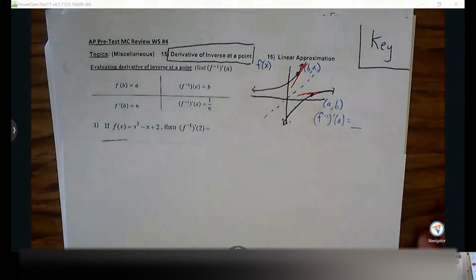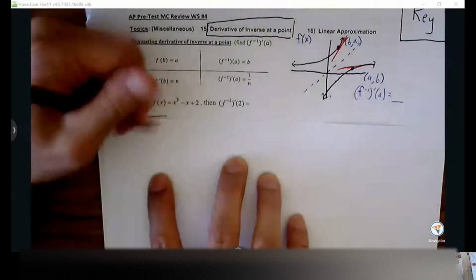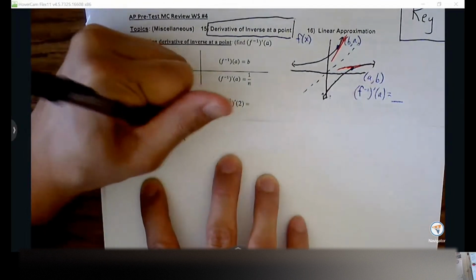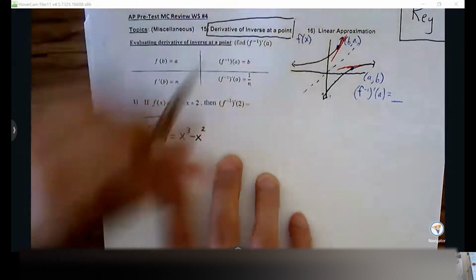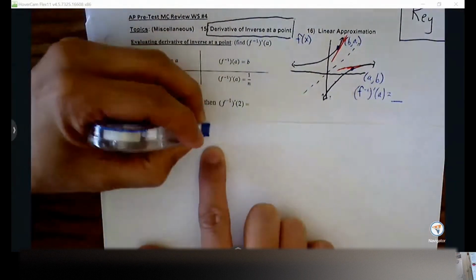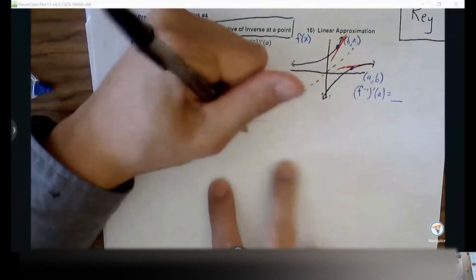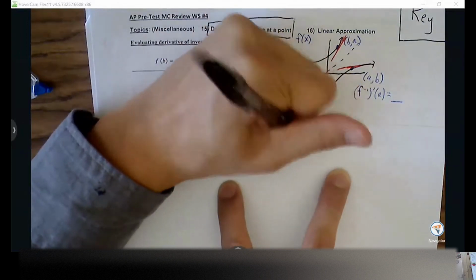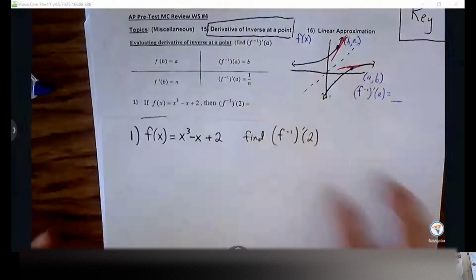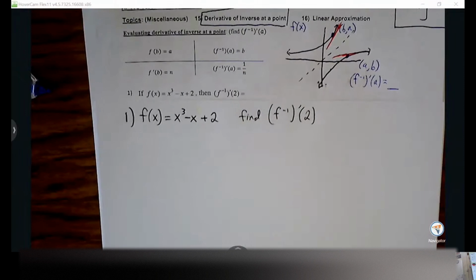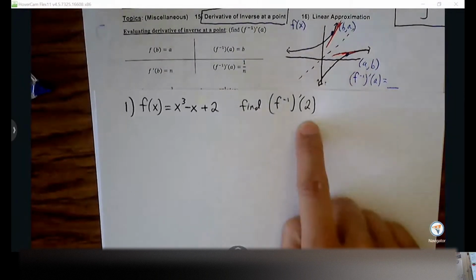Okay, so let's go into number 1 to kind of talk about this. So I have a function x cubed minus x plus 2, but the information that they give us is on the inverse side of things, and they give us the x value of the inverse.